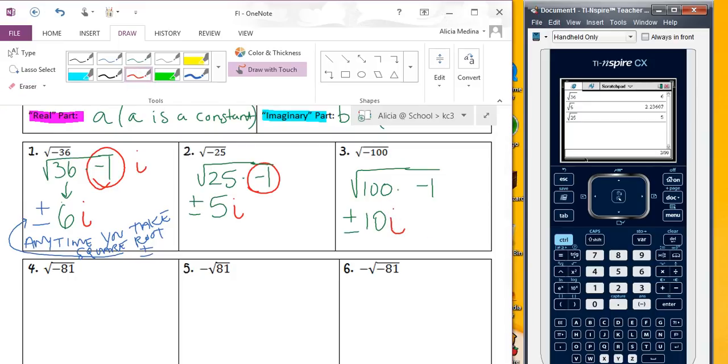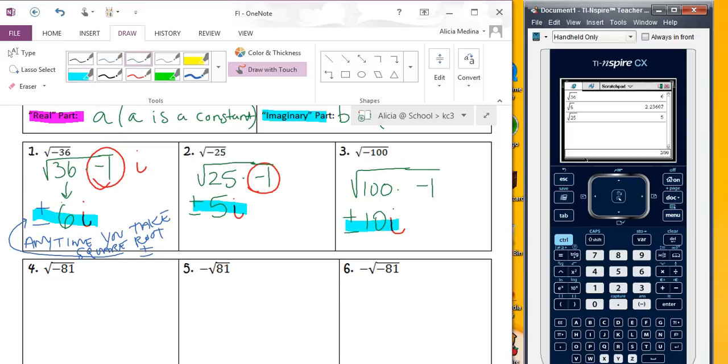Alright, now if I were to ask you, what's the real part, what's the imaginary part? The imaginary part is whatever has the i in it. So my imaginary part is plus or minus 5i, plus or minus 10i, plus or minus 6i. There is no real part because there's nothing in front of that plus or minus sign. Alright, kind of keep going.